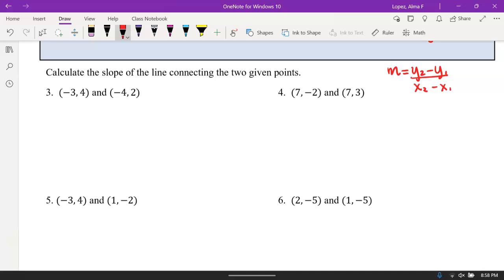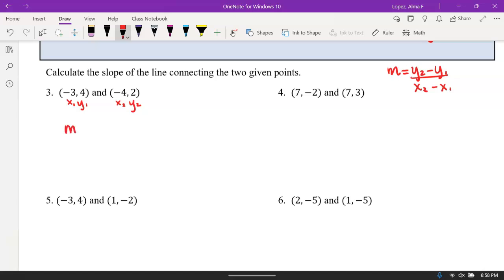Here. Every point has an x and a y in it. But this is our first point. Why? Because they wrote it first. So that's x in the first point, y in the first point. That's x in the second point, y in the second point. Now you know where the subscripts came from.